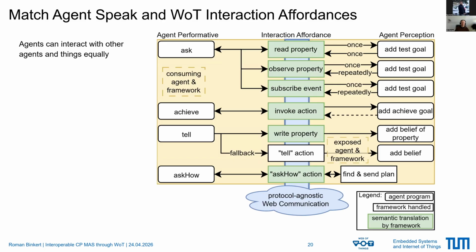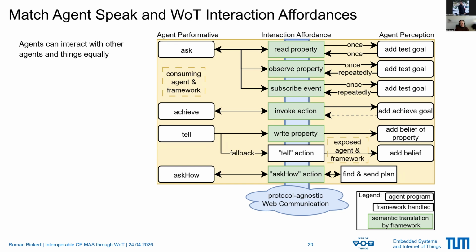For the mapping, we basically propose this mapping schema. So basically, if an agent wants to ask something from another agent, this will result in reading a property, observing a property, or subscribing to the event. And then if the other side, the other thing, is also an agent, this will lead into adding a test goal to the other agent. So then it knows I want to find out if this exists or if this is the case or not. Or if it's just a conventional thing, it will just read the property and then whatever you have programmed in the background there. Similar also for the achieve. This maps easily to invoking an action and then adding an achieve goal to the other agent's belief base, or then the other agent has the intention to achieve this goal.